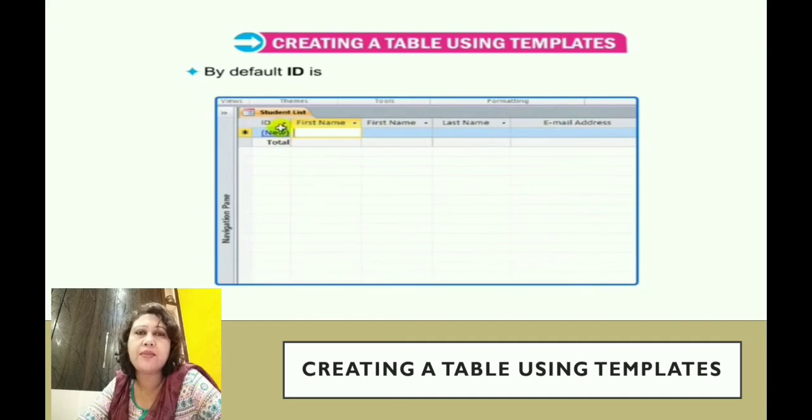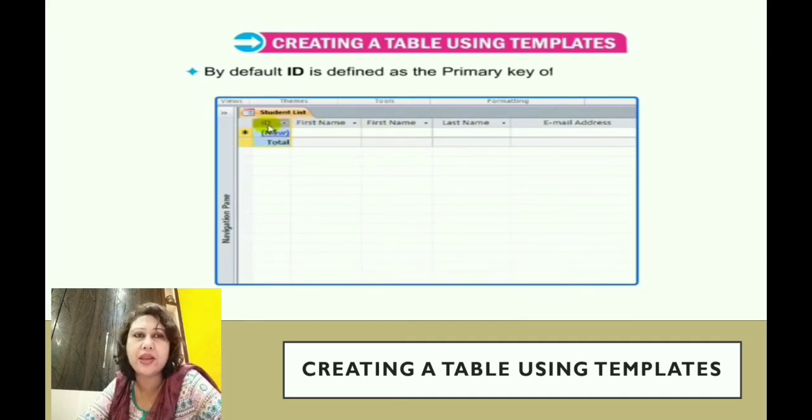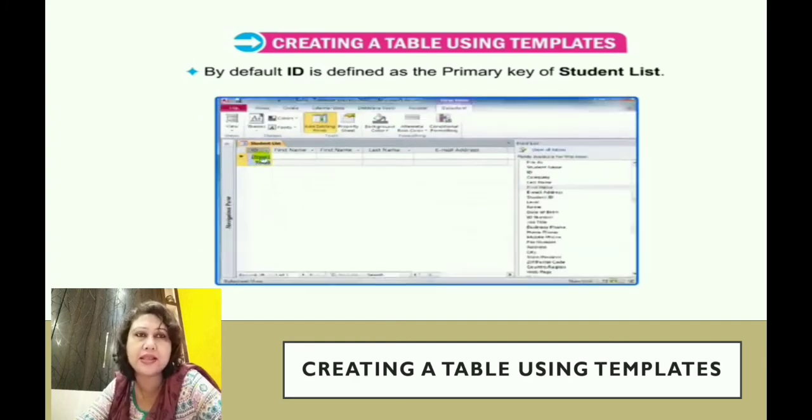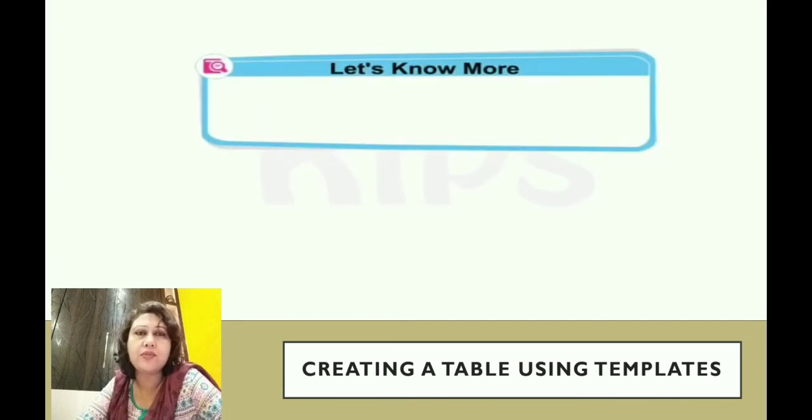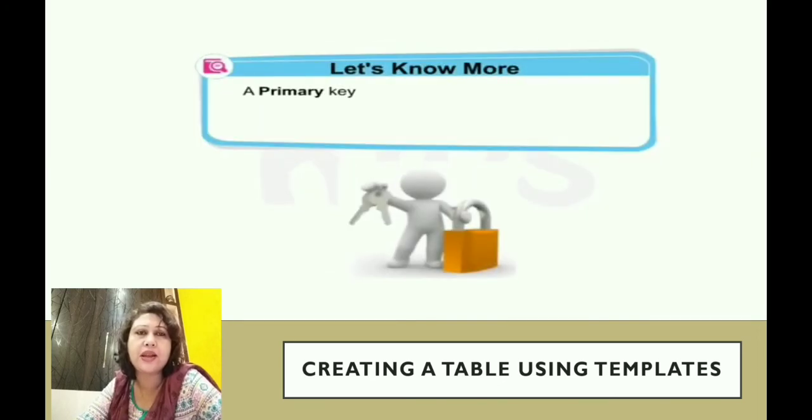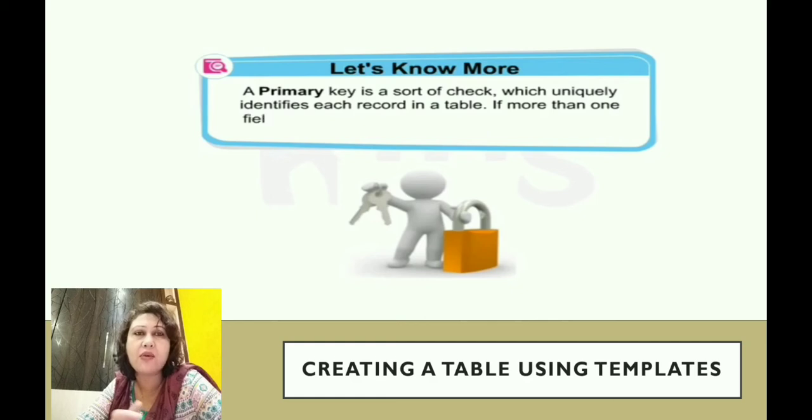So as you can see, by default ID is defined as the primary key of the student. Now what is a primary key, we will come to know in the next class, in our next chapter. So let's know some more facts about what a primary key is. Here you can see a primary key is a sort of check which uniquely identifies each record in a table. So practically we'll learn in the next class what a primary key is and how to define it.